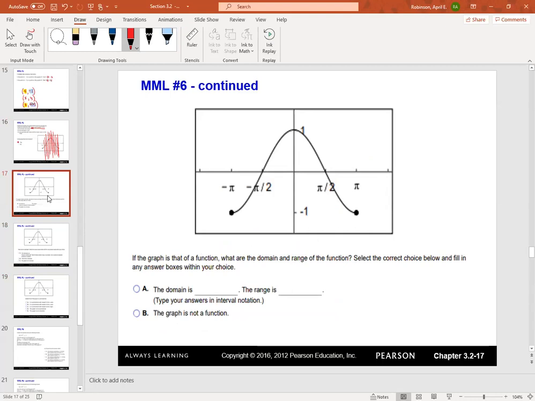So this is part A. Sorry, I didn't put that there. Select the correct choice below. What is the domain and what is the range? And they want your answers in interval notation. So don't be using set builder with the inequality signs. Do the interval.